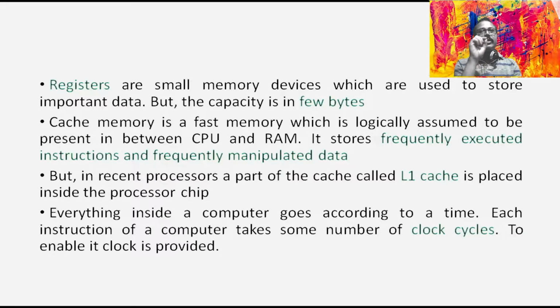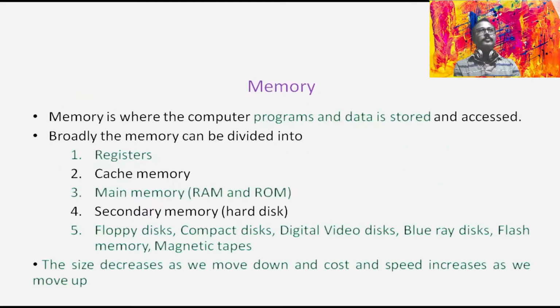And there will be a clock also. Whenever you are executing a program, each instruction will take some clock cycles. So the clock is basically for controlling the timing, for generating the time. Memory is the place where you store the data and programs, apart from this images, video, etc.